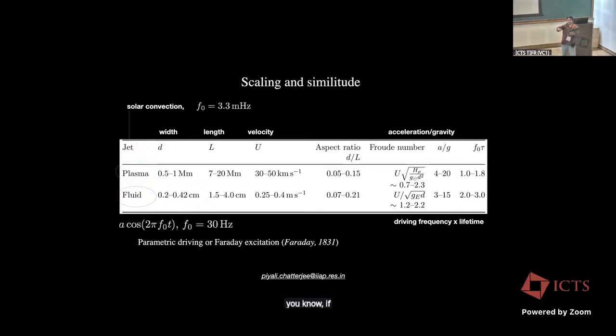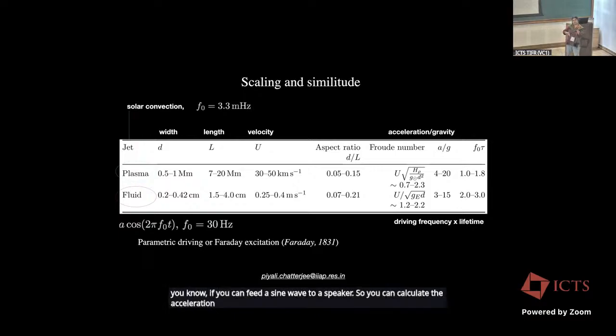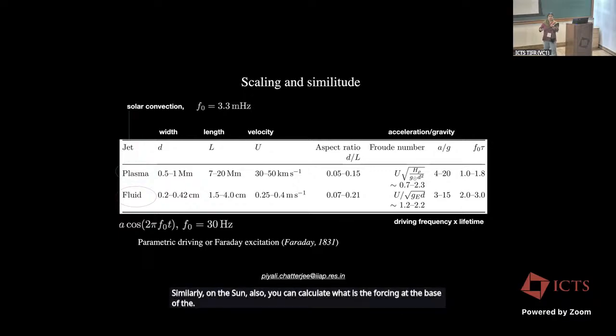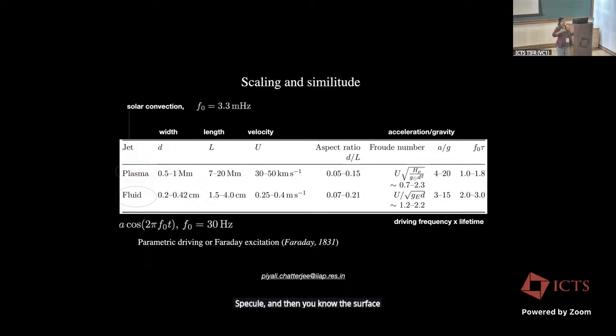If you can feed a sine wave to a speaker, you can calculate the acceleration of that, and then you can take the ratio of that acceleration to gravity. Similarly, on the sun, you can calculate the forcing at the base of the spicule, and then you know the surface gravity of the sun, so you can take a ratio. And then this last number is basically the dominant frequency of driving times the lifetime of the jets. So that is a non-dimensional number.